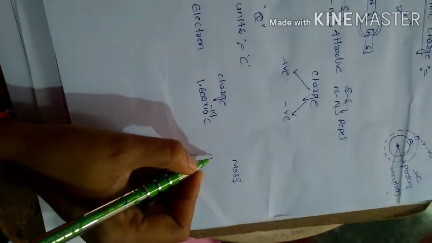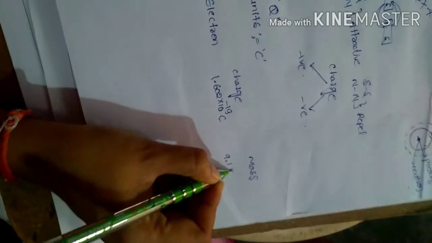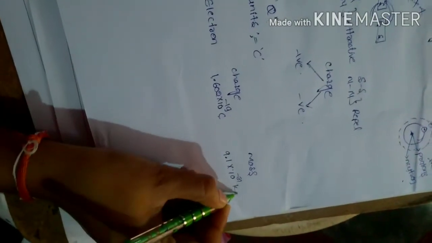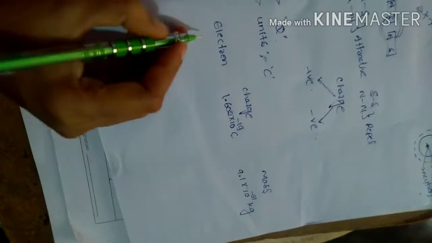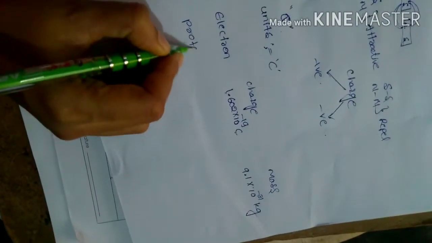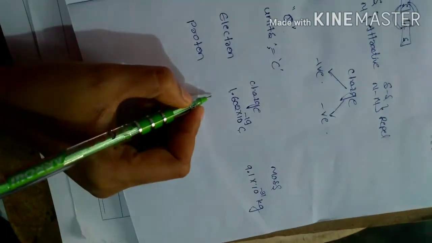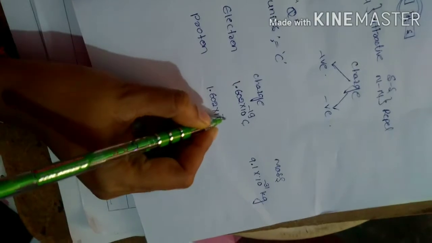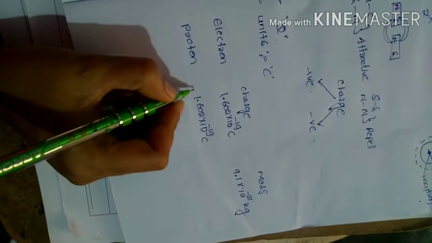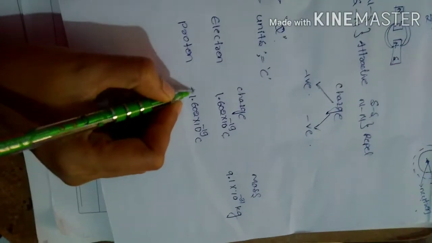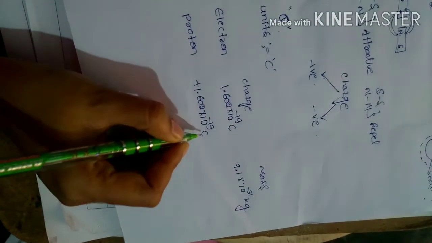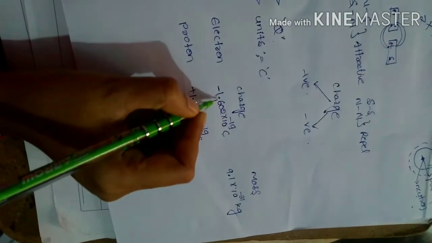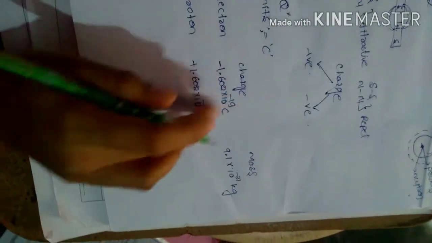So mass of the electron is 9.1 into 10 to the power of minus 31 kgs. Okay, next, protons. Proton charge is also the same, 1.602 into 10 to the power of minus 19 coulombs, but proton has positive charge, that's why plus 1.602 into 10 to the power of minus 19 coulombs. Electrons having negative charge, so minus 1.602 into 10 to the power of minus 19 coulombs.